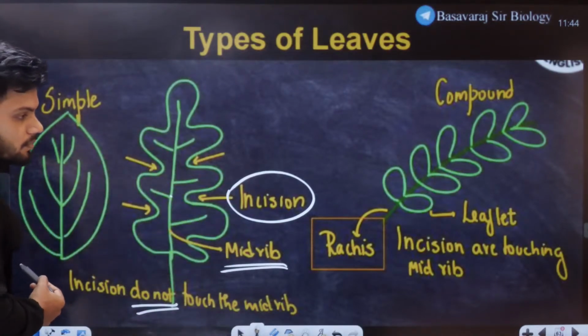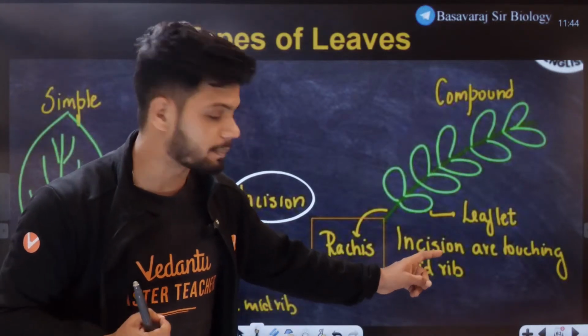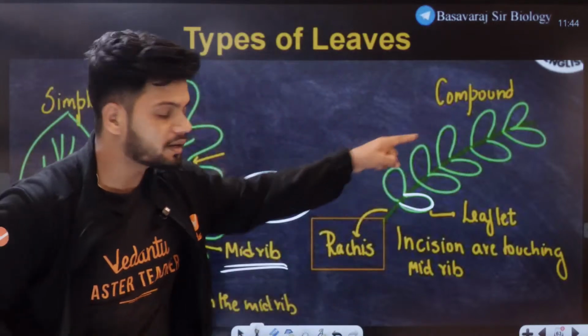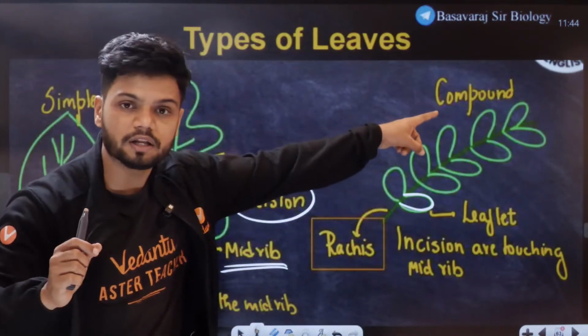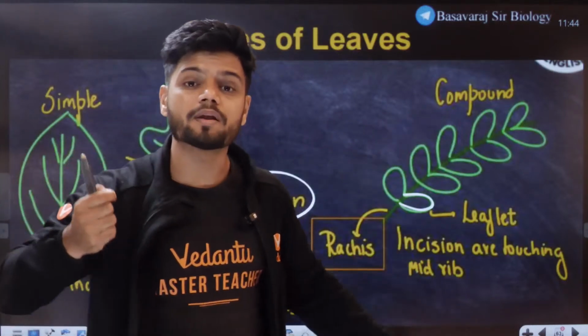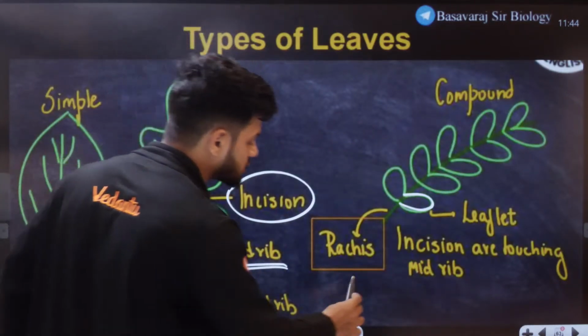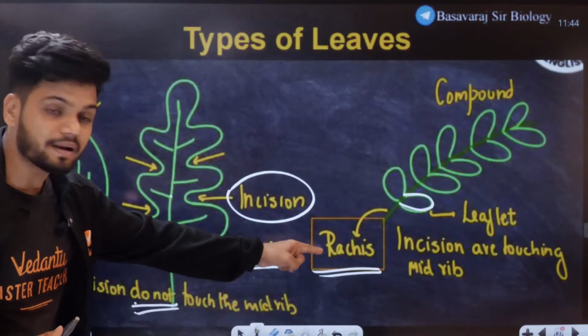Simple leaf. Now, what is a compound leaf? In the case of a compound leaf, what happens is all the incisions are touching the midrib. Yes. Now here, in the case of a compound leaf, the midrib has one more name. The other name of the midrib here is rachis. Rachis is the midrib here.